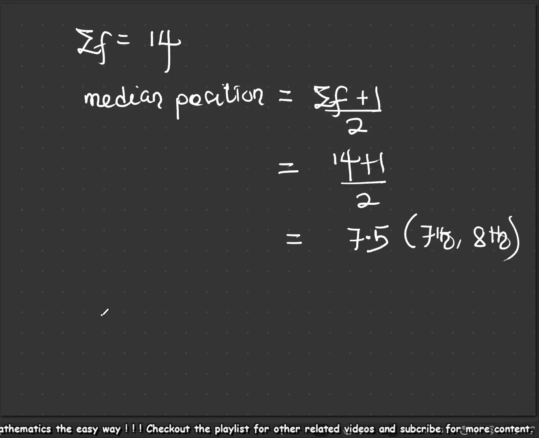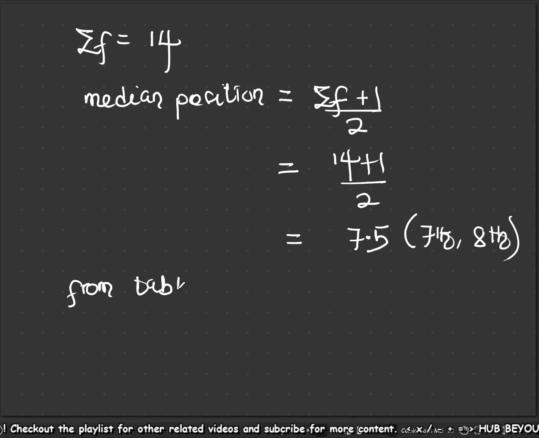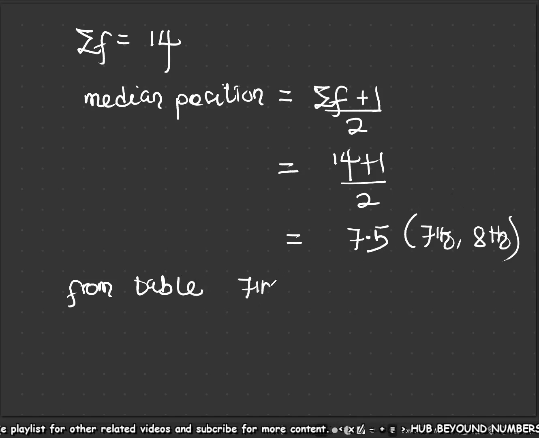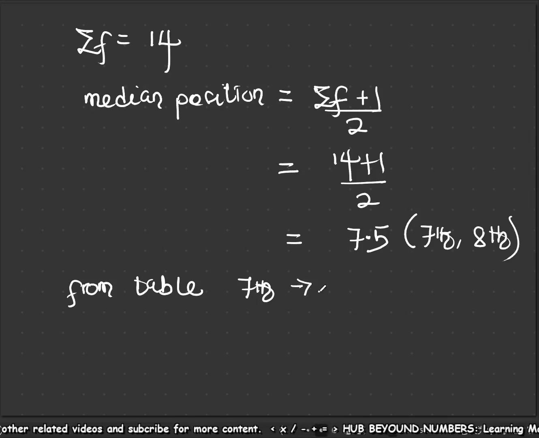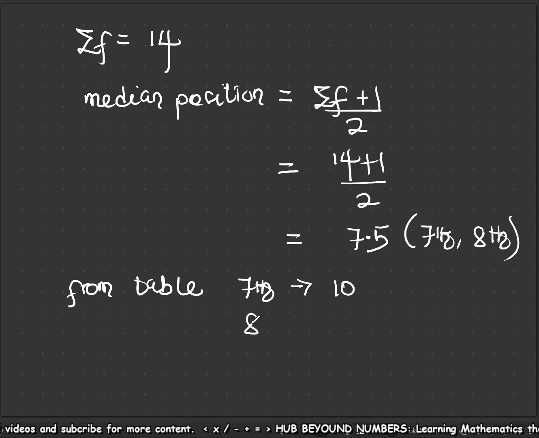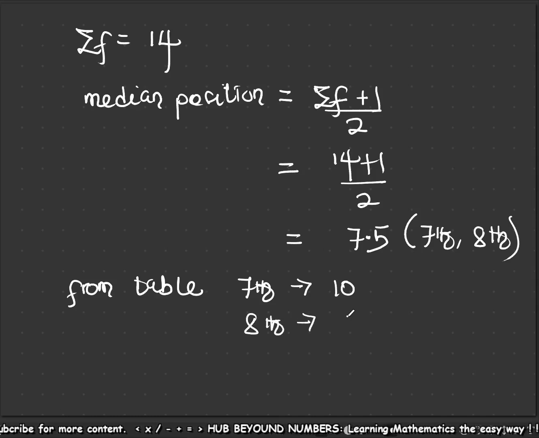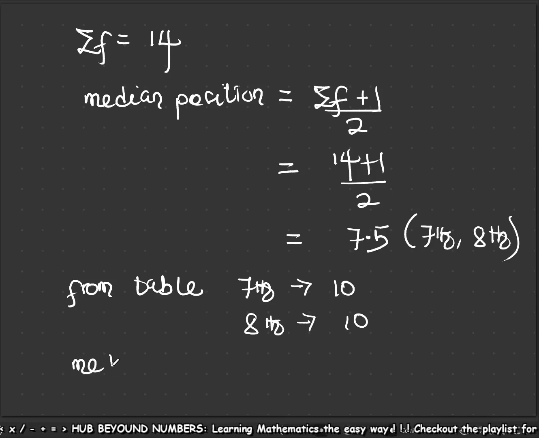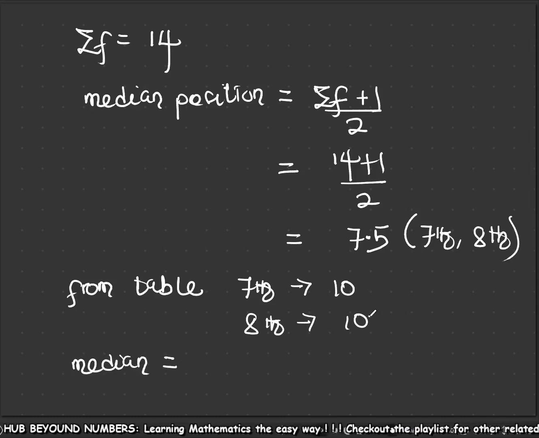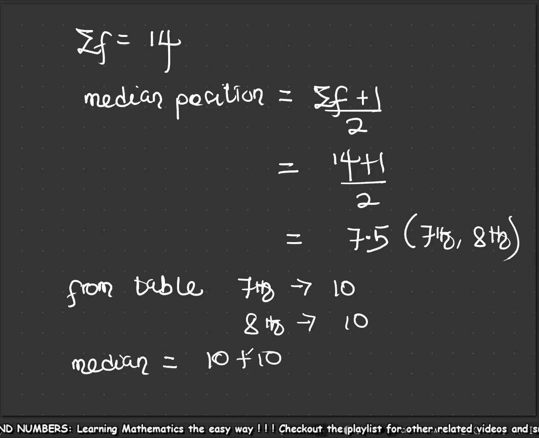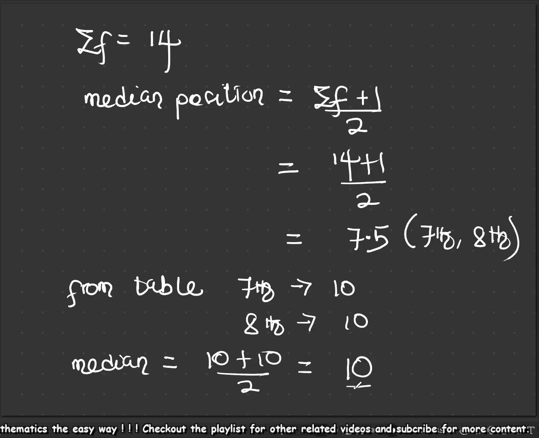So I come back here and I say that from my table, we know that what? The 7th is what? The 7th gives me 10, and then the 8th as well gives me what? 10. Hence our median is going to be the average of what? So 10 plus 10 all over 2. And 10 plus 10 all over 2 gives us what? 10. You see? Hence our median is what? 10. As simple as that.